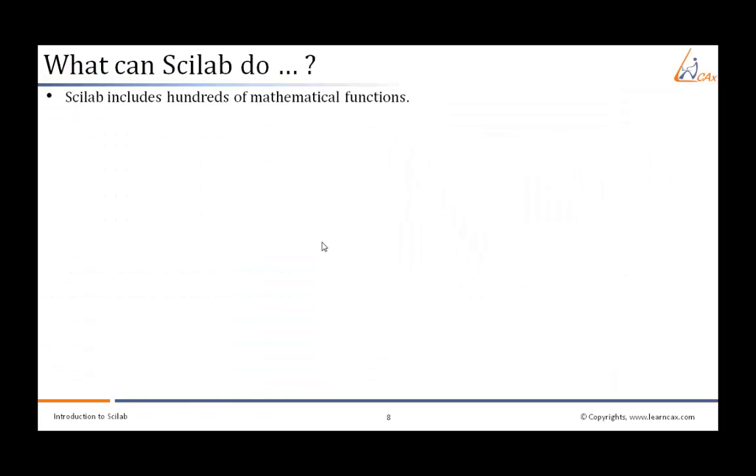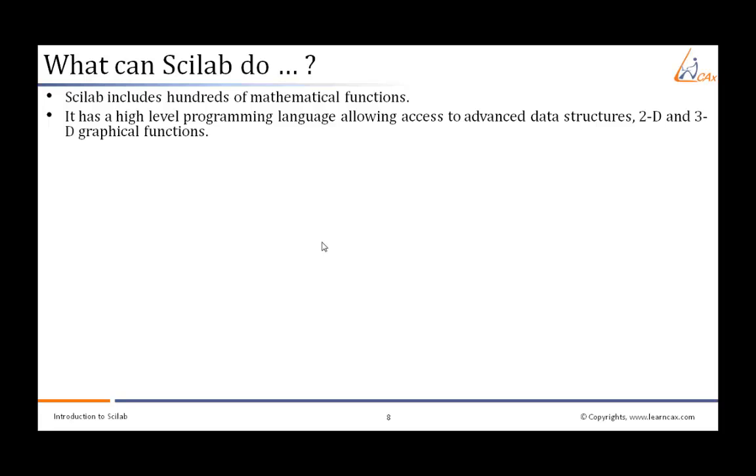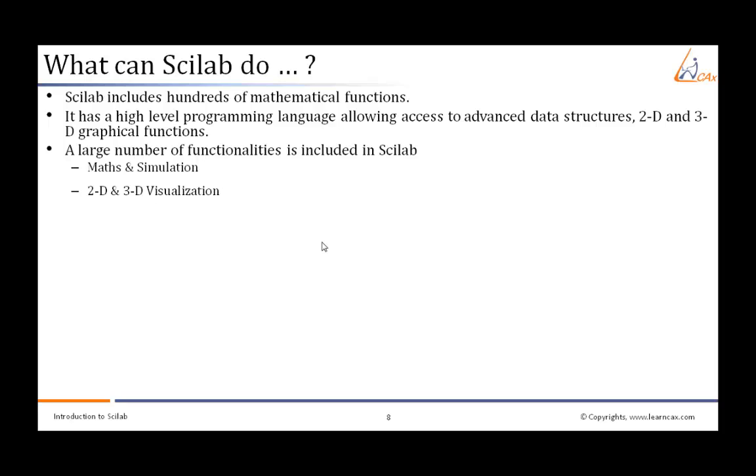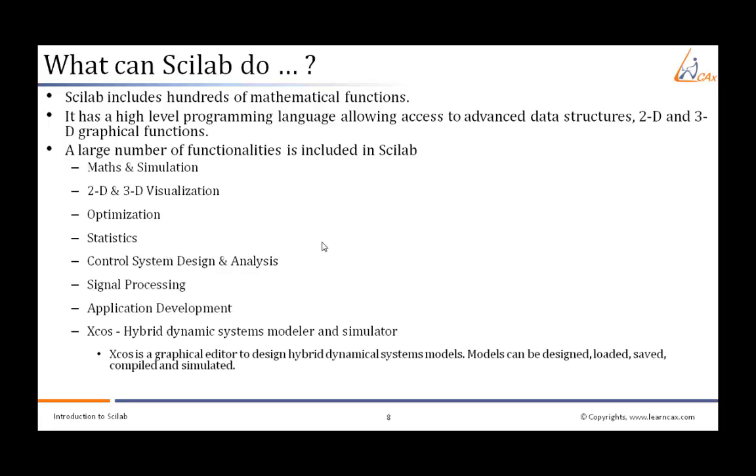What can Scilab do? Scilab includes hundreds of mathematical functions. It has a high level programming language which allows access to advanced data structures, 2D and 3D graphical functions. So it is sort of an all-in-one programming platform. A large number of functionalities are included in Scilab, and you can do maths and simulations, 2D and 3D visualization, optimization, statistics, control system design and analysis, signal processing, application development, and there is something called a hybrid dynamic system modeler and simulator. So you can actually do system modeling and simulation within Scilab. Scilab is like a clone of MATLAB, but it is open source and it is free.